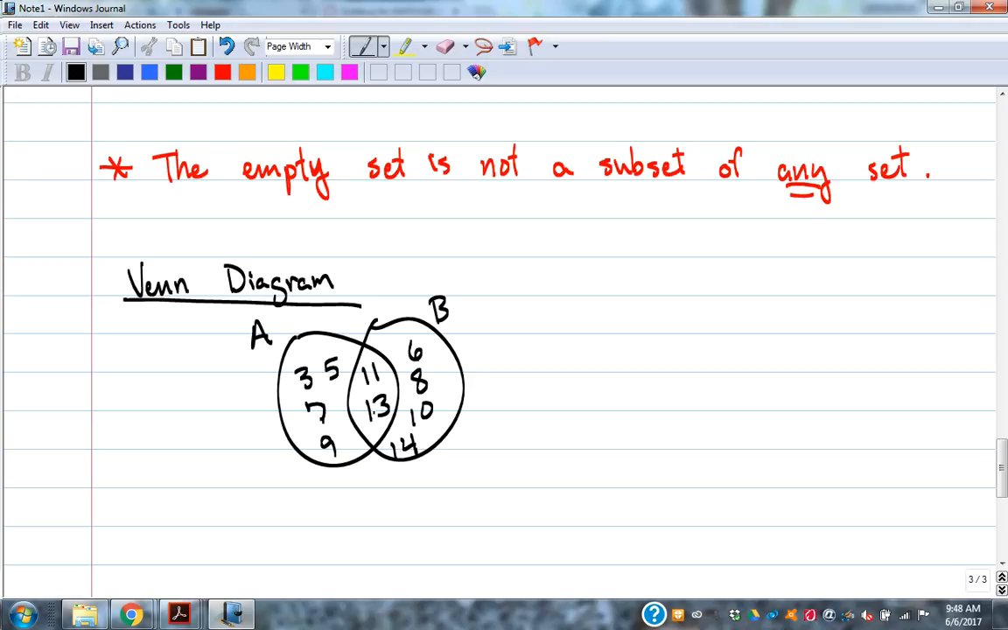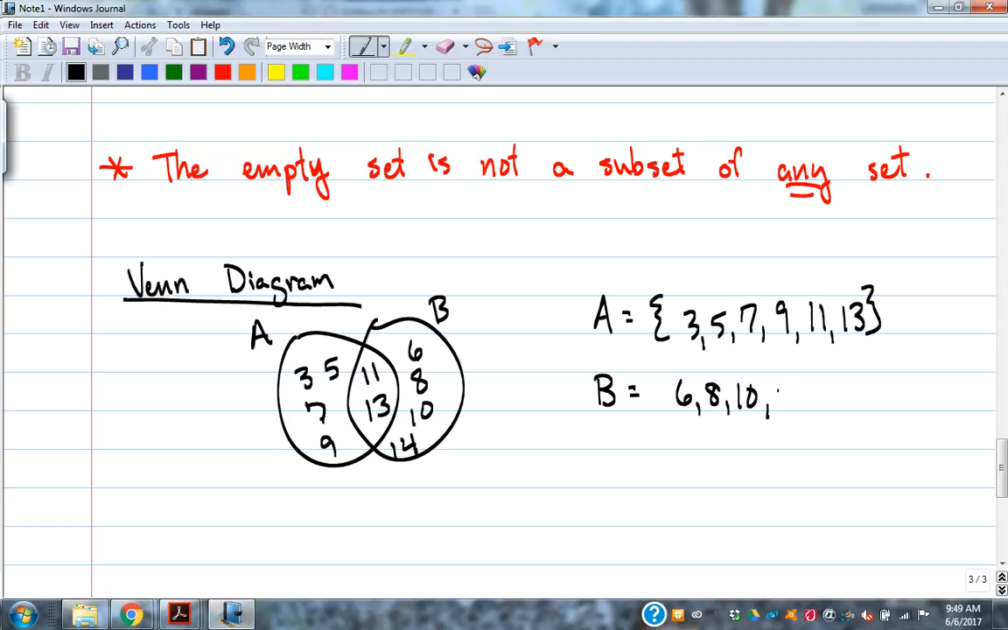Now, what that indicates is an intersection of those two sets. Set A, if we listed all the elements in set A, would be everybody that's in the circle A. So that's 3, 5, 7, 9, and 11 and 13 are also in that circle. They're in the football shape in the middle, but they're also in that circle. Set B is 6, 8, 10, 11, 13, 14. Okay.